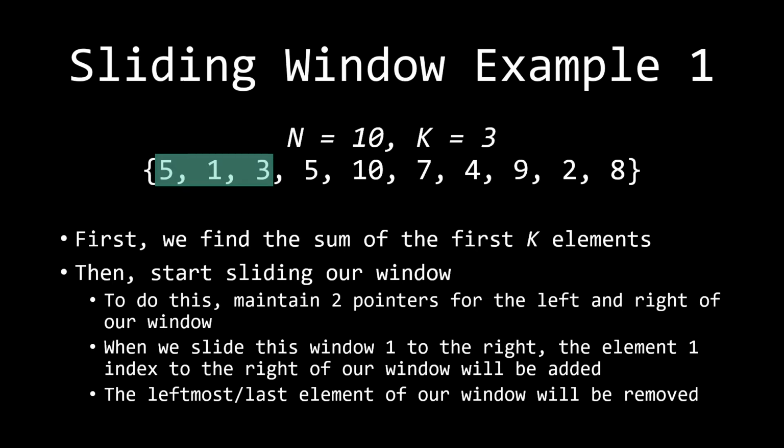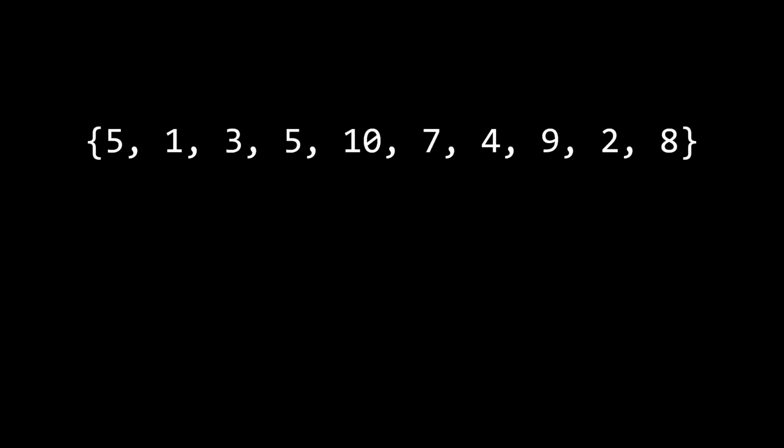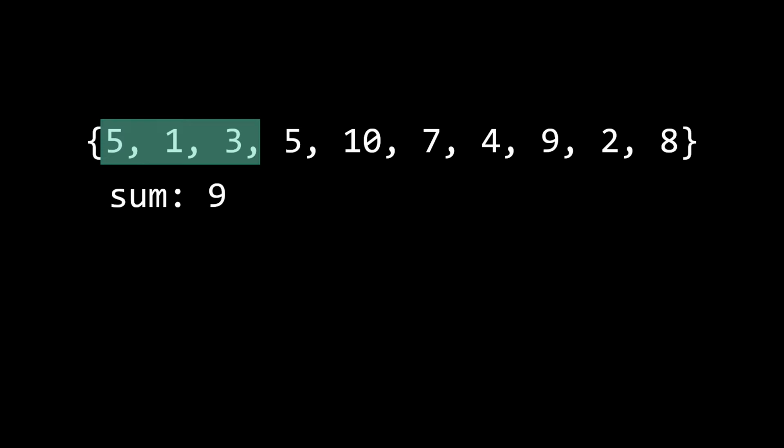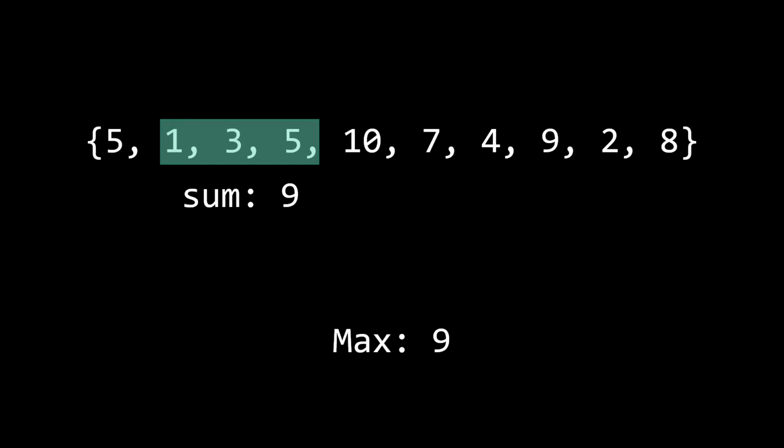Okay, so let's look at exactly how this might happen step by step. This is our array once again, and this is our first k elements. This is the sum of our first k elements, and we can simply compute this in k time. The sum here would be 9. So the maximum sum so far is going to be 9. We're going to keep track of a running maximum. Then we slide our window to the right by 1. We add the 5 on the right, but subtract the 5 on the left. And the maximum stays 9.